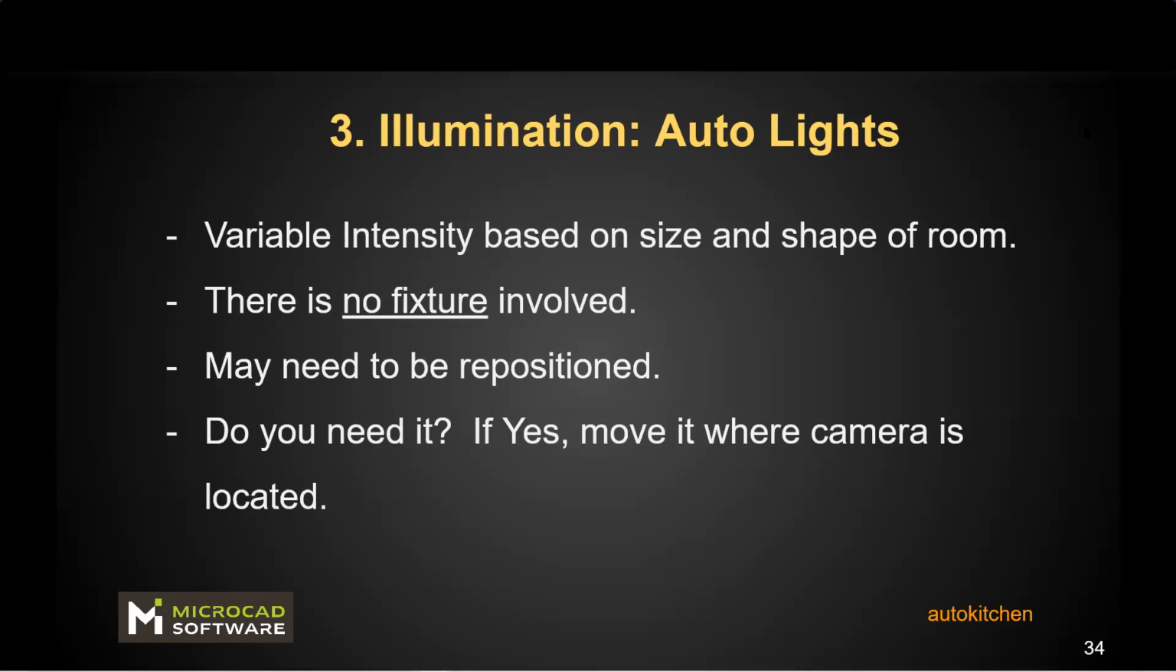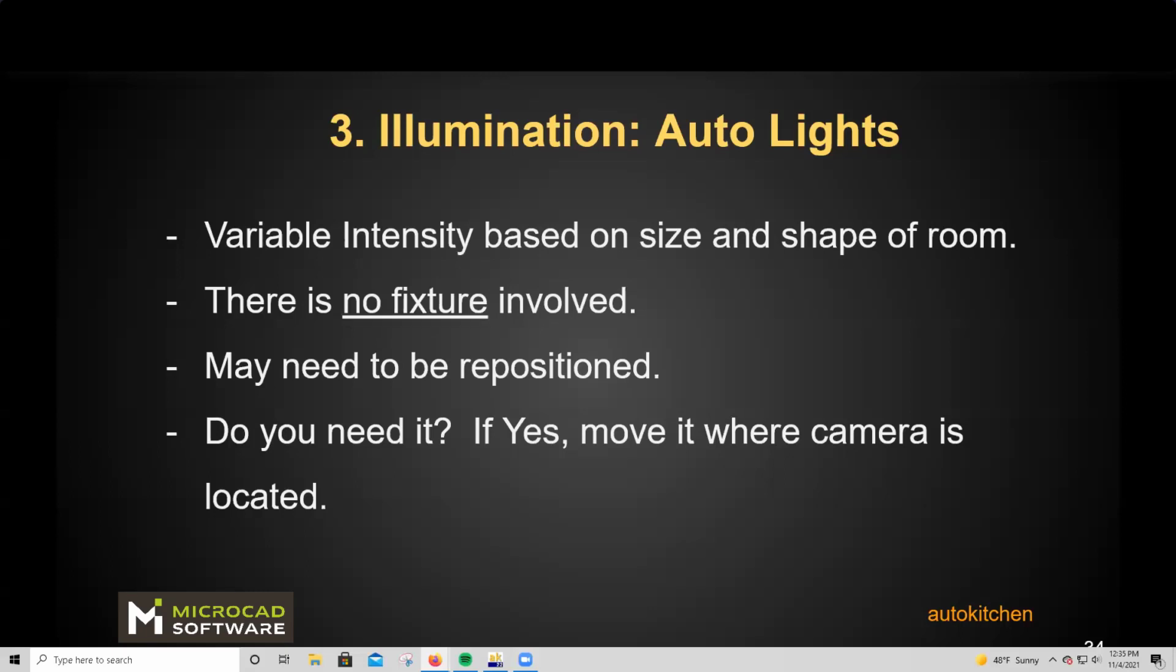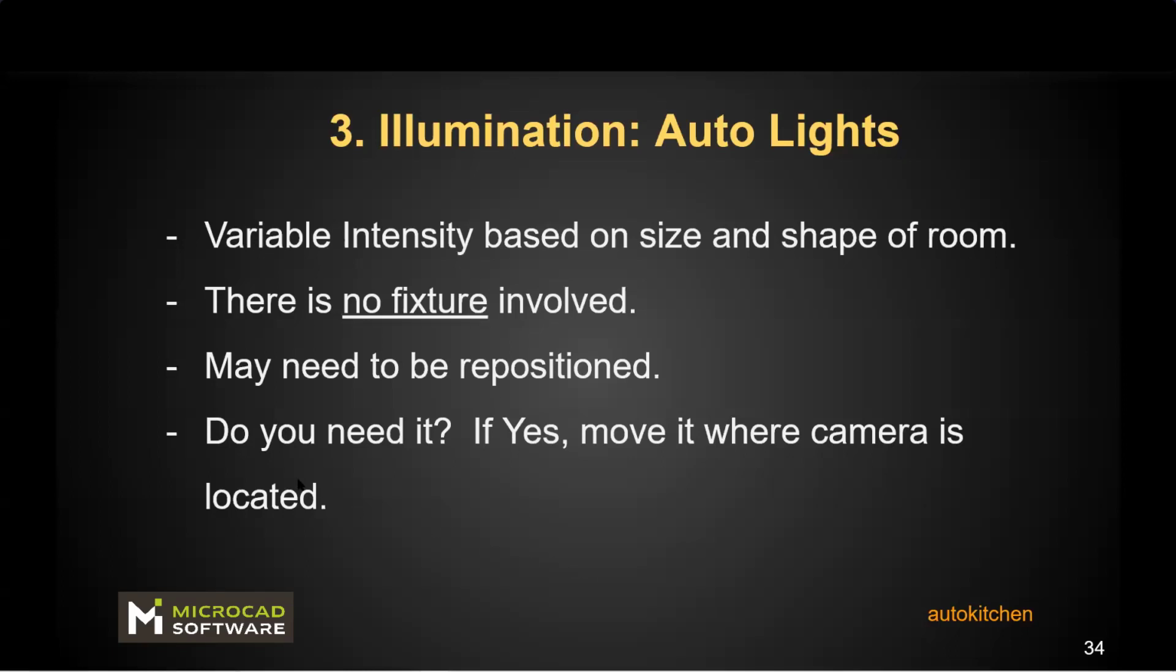It almost always needs to be repositioned. Repositioning the auto lights is very simple. I showed you before, you click on the name of the light, auto 1 or auto 2, whichever the number, and then you click on the move button and move it. Consider also if you really need them. There are cases, particularly small kitchens and small bathrooms, where you don't even need that. It doesn't really do anything other than maybe add a little bit of time to the render.